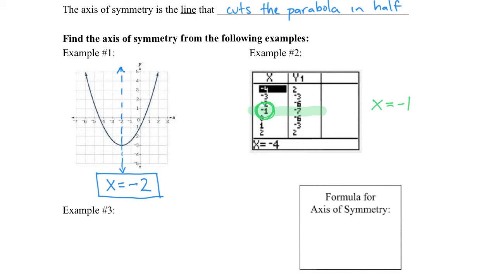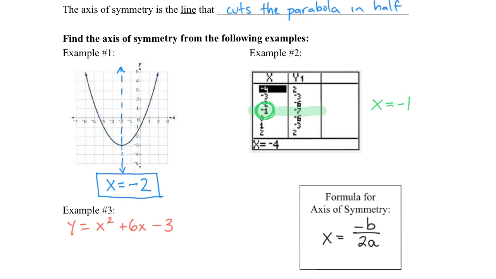Okay, and then let's do one algebraically. So let's make one up. How about y equals x squared plus 6x minus 3? Well, we actually have a formula for finding the axis of symmetry, and that formula is x equals, notice that my axis of symmetry is always x equals, -b over 2a. And if that reminds you a little bit of the quadratic formula, it should.